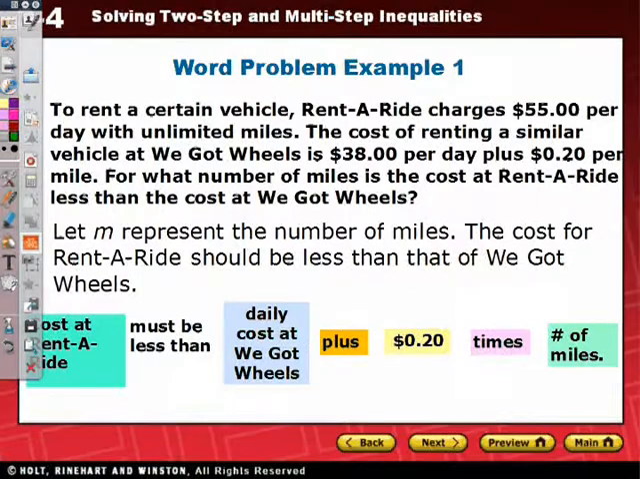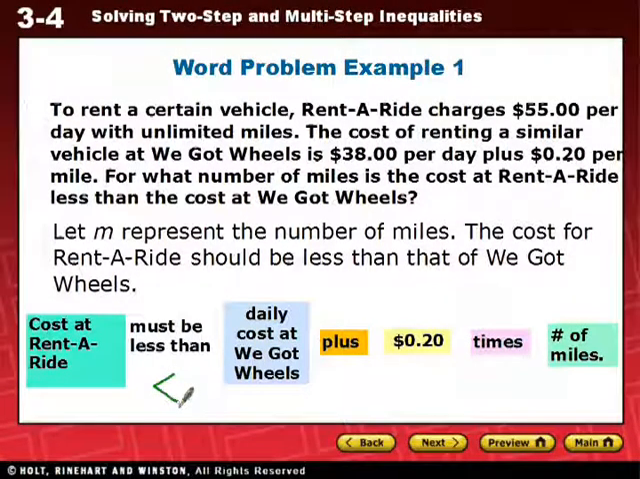So this is really important. We're looking for when Rent-A-Ride is less than We Got Wheels. So we're going to write this equation down on your page 39 there. You don't have to write all of the details of the problem. Just get the equation down. So we know that Rent-A-Ride charges $55, and they don't charge any mileage fee, right? At We Got Wheels, they charge $38, right? Plus 20 cents per mile, so 0.2 m or x or whatever you want to do.